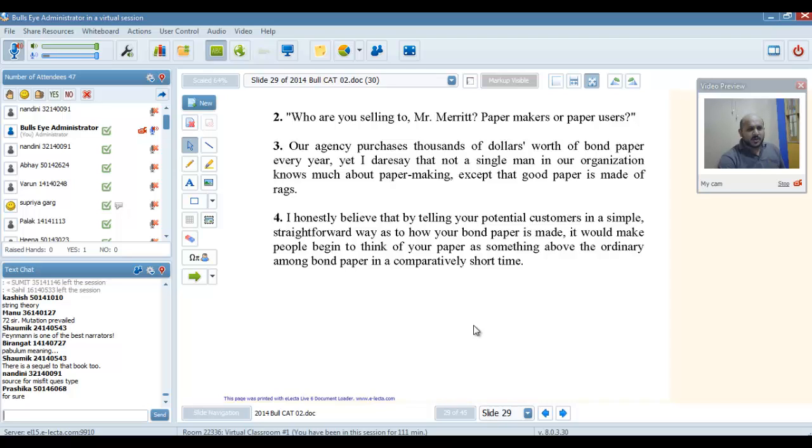Nandini, I'm extremely sorry, there isn't one particular source for misfit questions. You don't need to practice them a lot. It's a reading based question. So focus on reading.